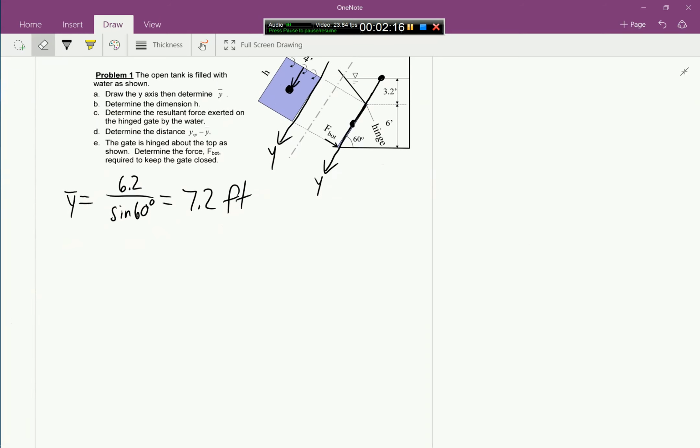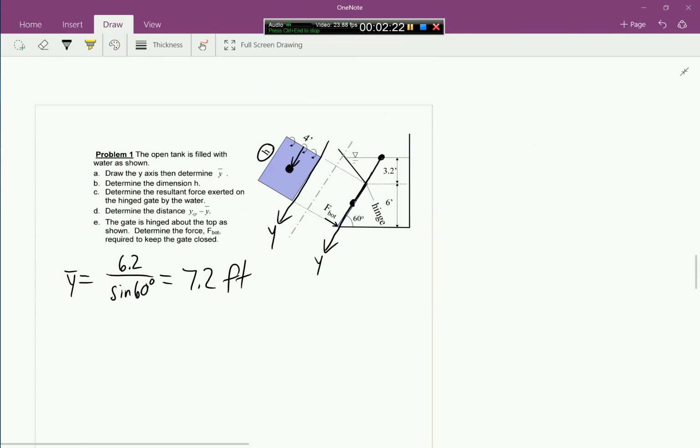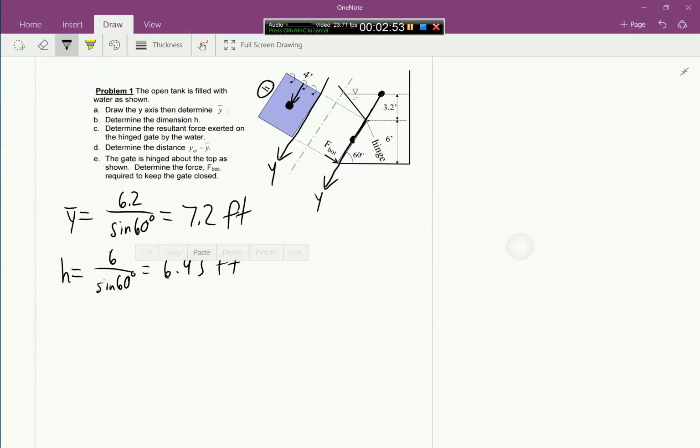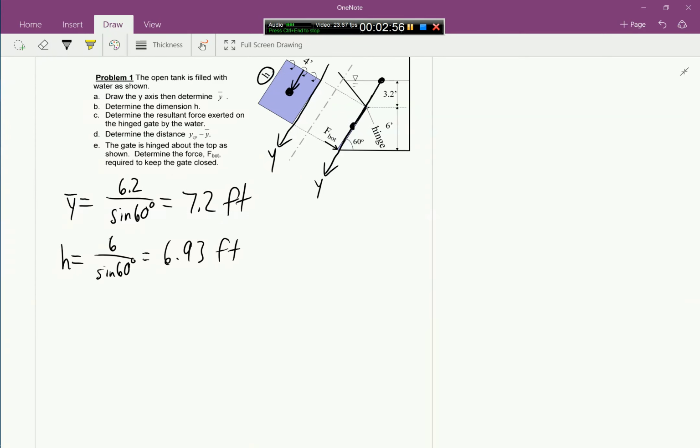Now we have to determine the dimension h, and all that means is to find this distance right here. So h is going to be, if we just draw this triangle real quick, we have 60 degrees with 6 feet, and then this is h. So h is just 6 divided by sine 60, which gives us a value of 6.93 feet. Alright, so that's part B completed.